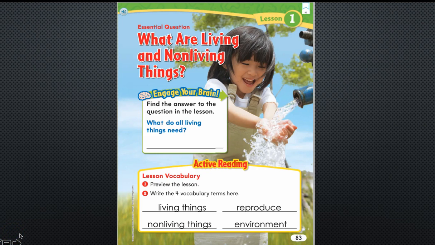As we read the text this week, you'll notice that these words are highlighted in yellow. So pay attention to those important words as we move on Tuesday and Wednesday.